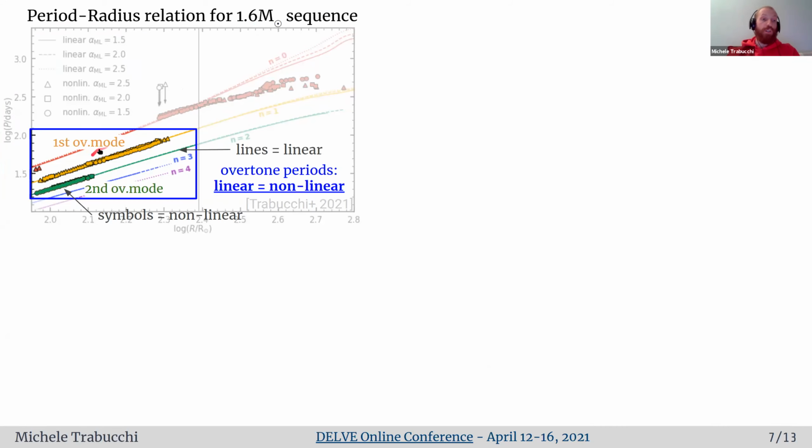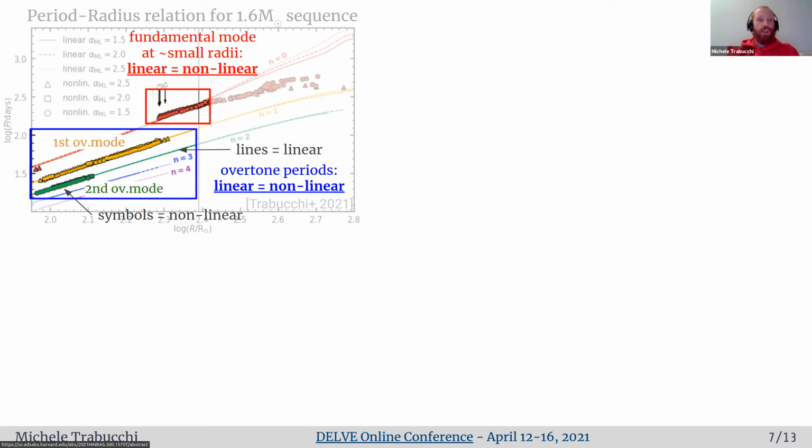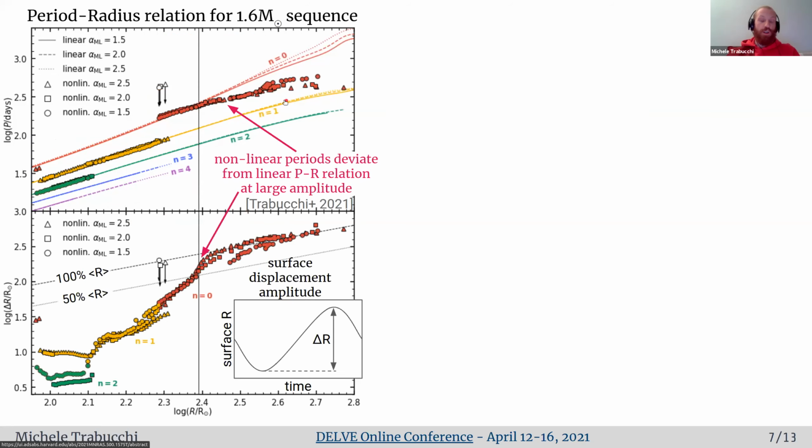And if we focus on the regime dominated by overtone pulsation, we see that the results from linear and nonlinear treatment are essentially the same, which is good because we already know that linear overtone periods match the observations. Actually, this is true also for the fundamental mode, as long as the radius is not too large. In that case, things change.